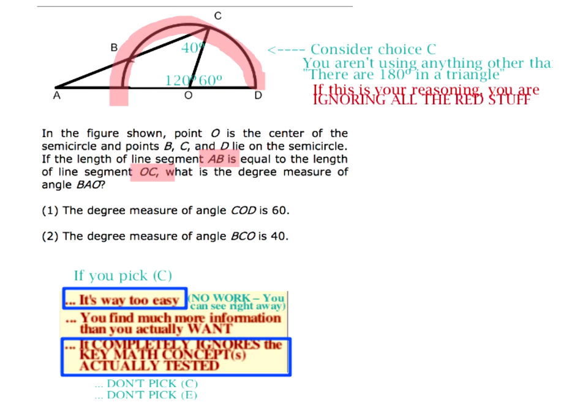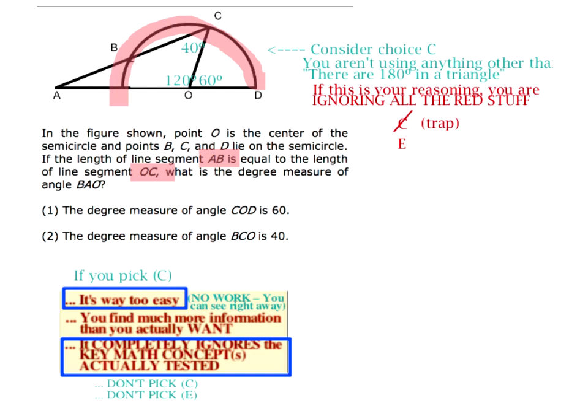Okay, so remember, if you are ignoring like 75% of what's in the problem, there's no way that answer is correct. There's just no way. So C is going to be a trap here. You're going to have to use all of that stuff. You're going to have to use the circle. So it's not C, because C is a trap. It's too easy.